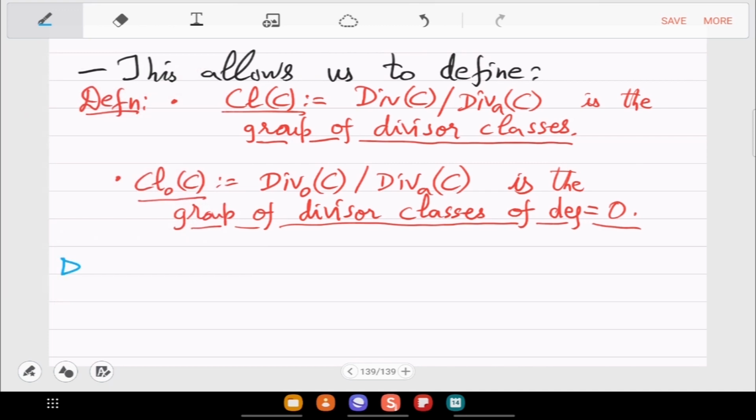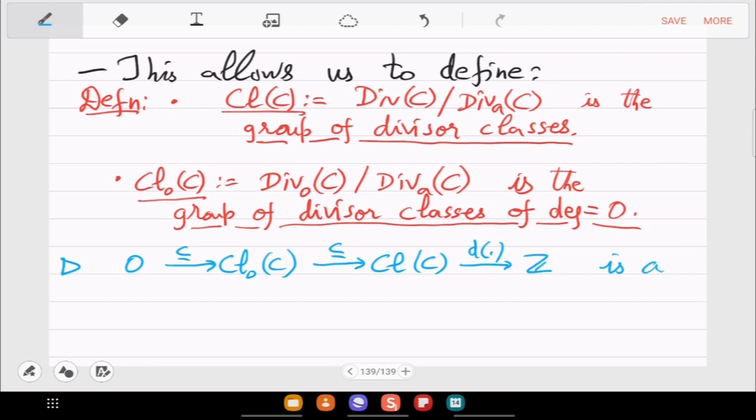So what is the connection between them? We can write down a sequence. CL0C is contained in CLC, and the degree also acts on this. And this is an exact sequence of, again, group homomorphisms. Do you know what an exact sequence is? An exact sequence just means that in these arrows, the image is equal to the kernel.